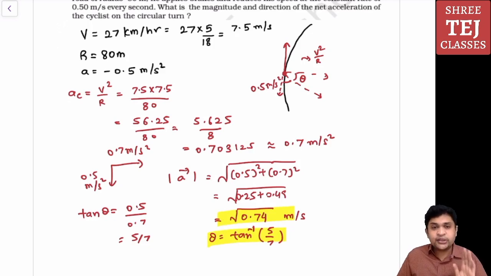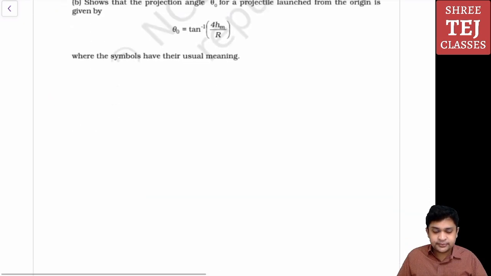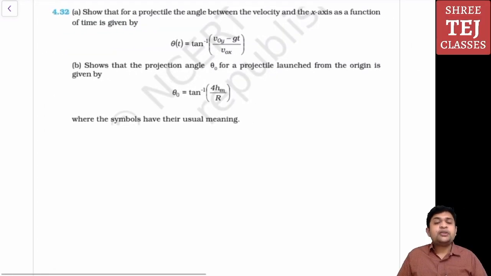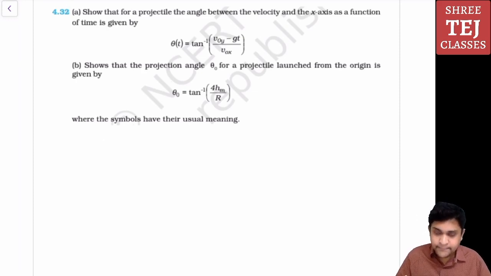Now let us move to the final question from the additional exercise, 4.32. First part is to show that for a projectile, the angle between velocity and the x-axis as a function of time is given by theta of t is tan inverse of v0 in y direction minus gt upon v0 in x direction. Now what would be tan theta?